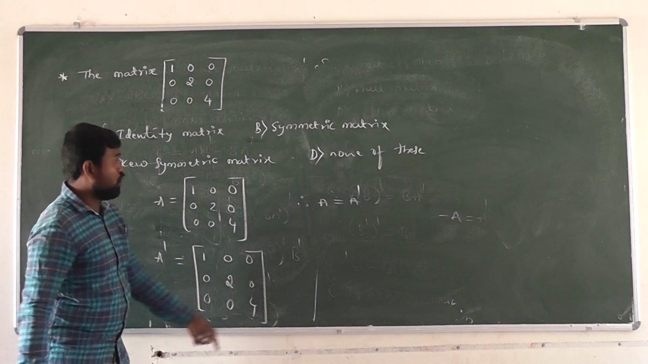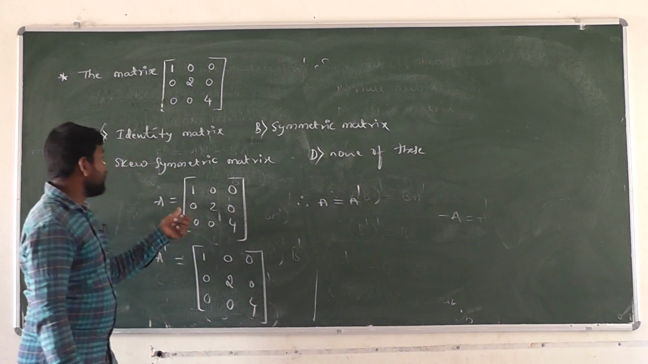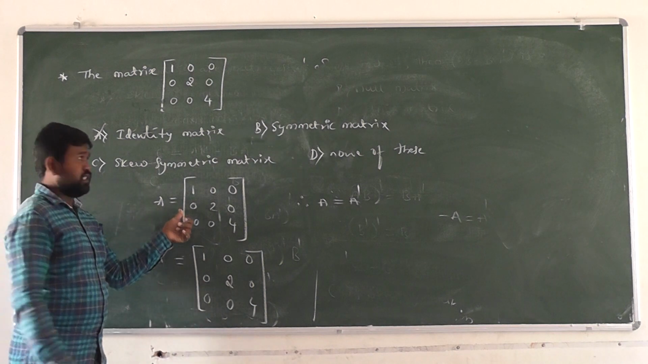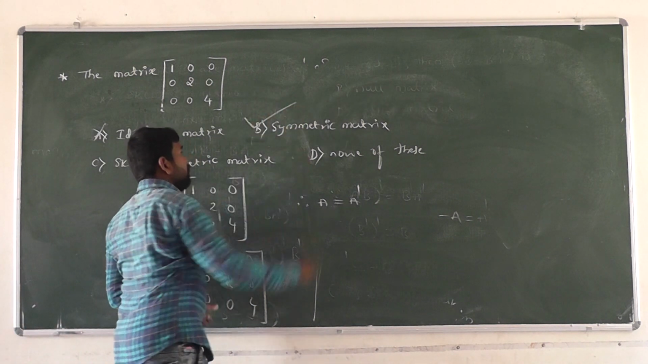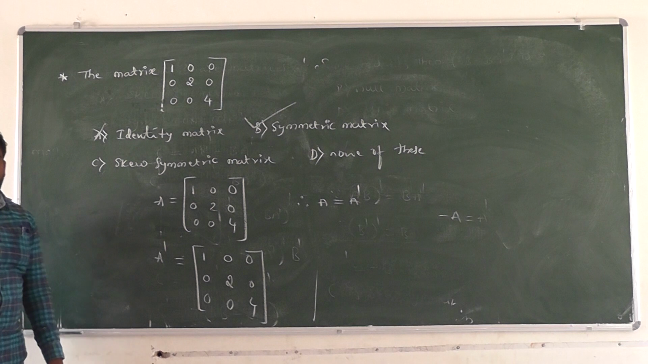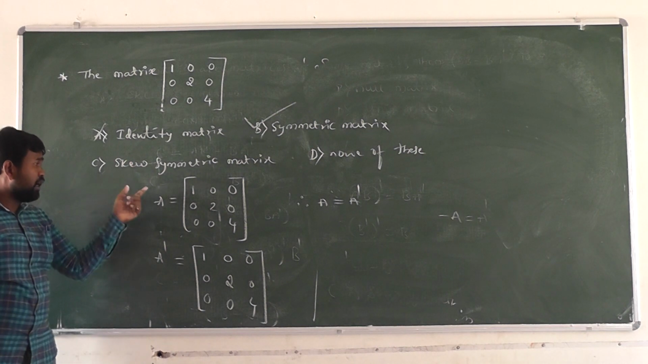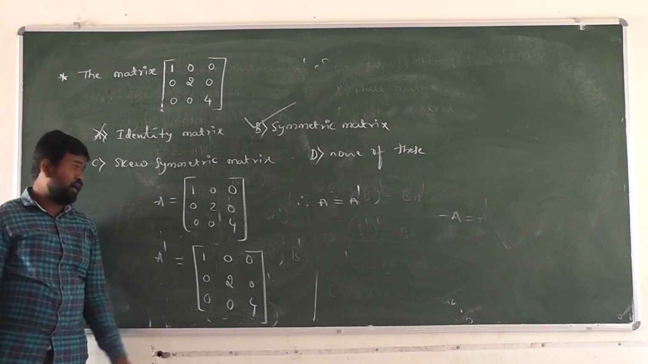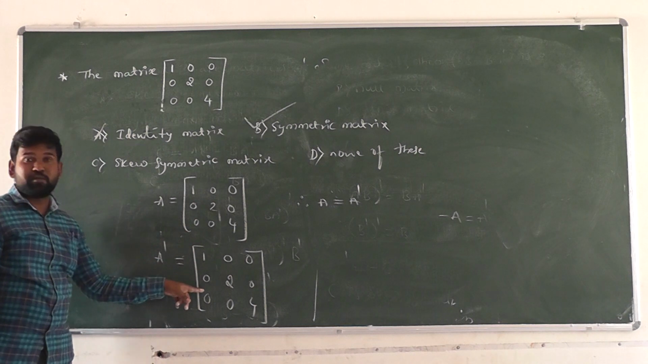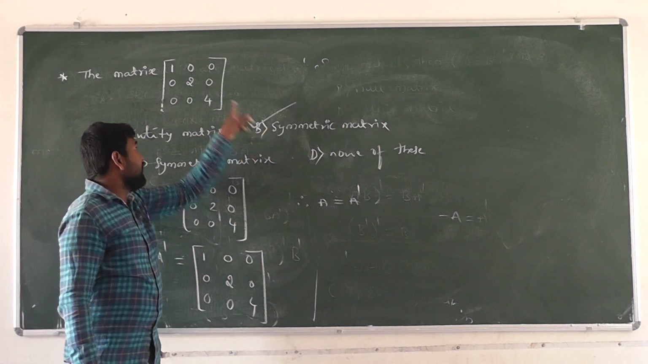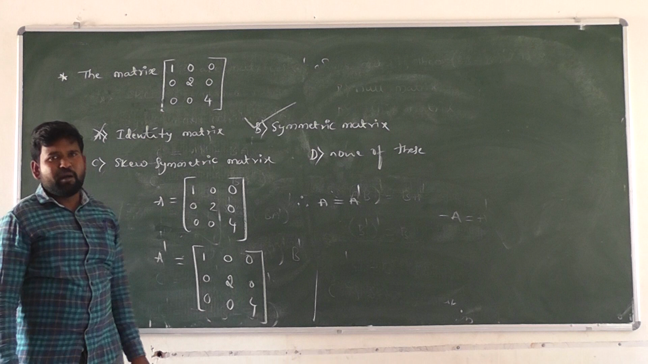A matrix with A equal to A transpose is said to be a symmetric matrix. Which option is correct here? B is the correct option. For a skew-symmetric matrix, minus A would equal A transpose, but here A equal to A transpose already holds. That's why this matrix is said to be a symmetric matrix.